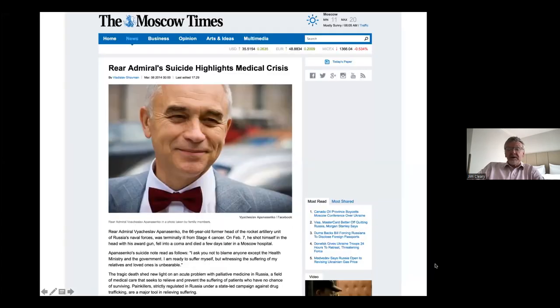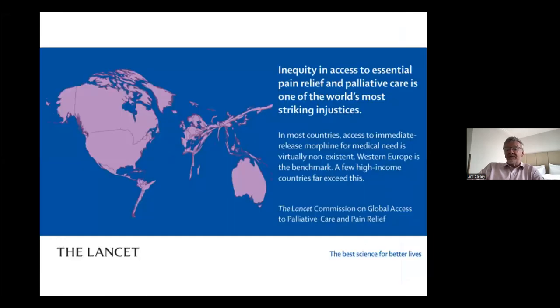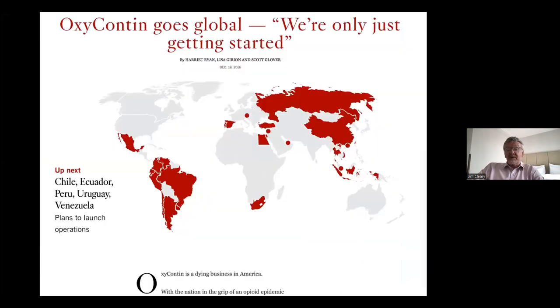There we go. Suicide has been common in many other countries, particularly the Soviet Union, with, say, high-ranking admirals and military. And because of this, prior to the war in Ukraine, the Russian government was actually making changes to the way they provided palliative care going forward. But it's very important that we take the work of ourselves, originally Wisconsin, now in Indiana, the work of the Lancet Commission, and move forward to bring about this change and to establish balance as we go forward.